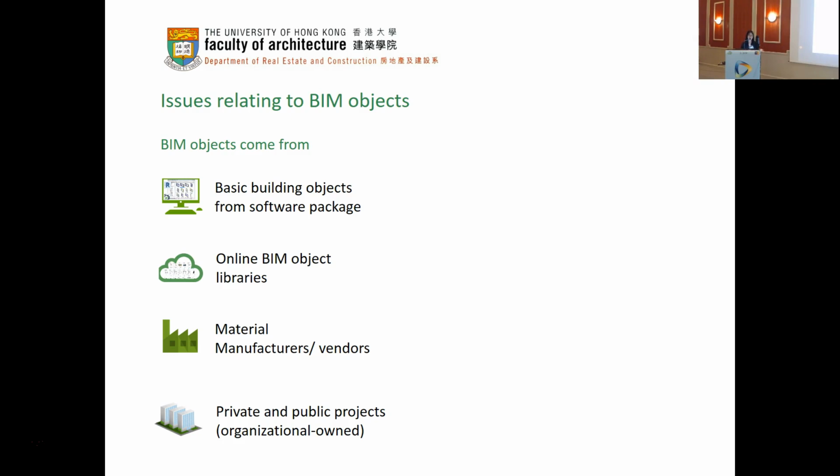The answer is yes. Some software packages such as Revit provide some basic BIM objects for users to use in BIM design, and some online BIM object libraries such as BIMobject and the NBS National BIM Library do provide BIM objects with more detailed information, and so do some manufacturer vendors and material vendors. BIM users could also get BIM objects from their previous projects, both private and public ones.